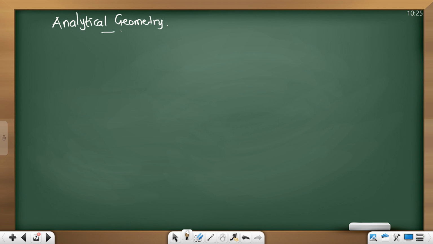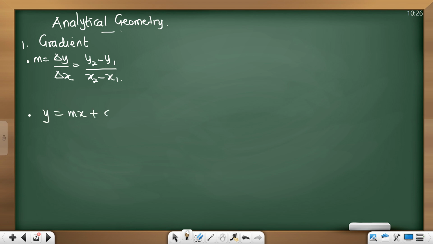All right? First thing is, number one, let's talk about gradient. Very fast. How do you calculate gradients? It is basically the change in the y values over change in the X values. Y2 minus y1 over x2 minus x1. That's number one. Number two, how do you get gradient again? Y equals Mx plus c.